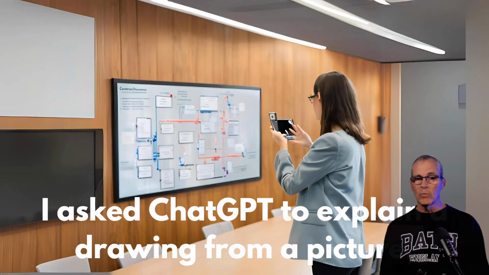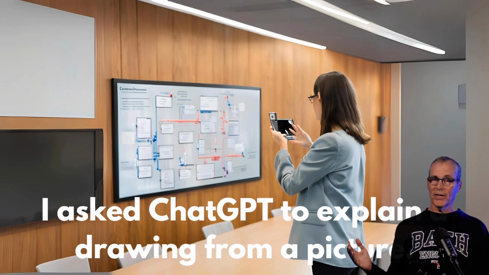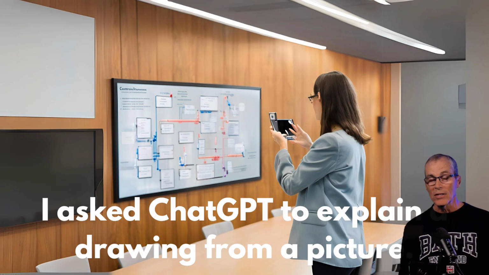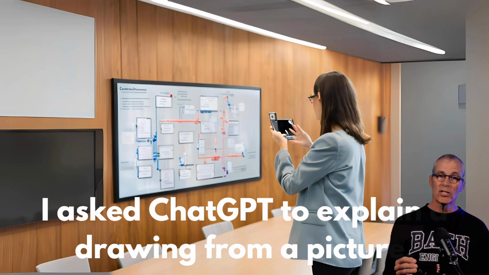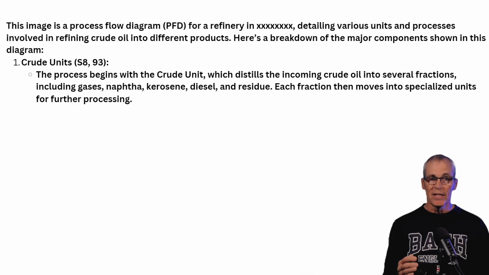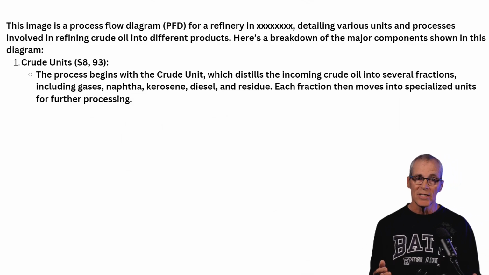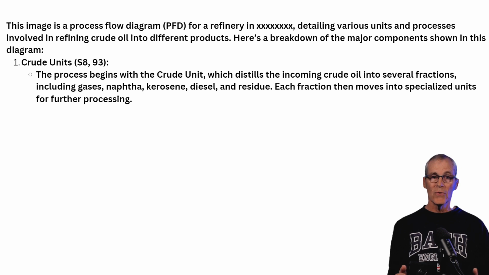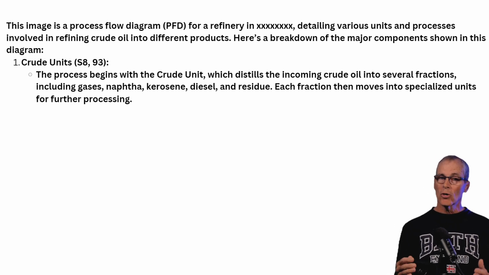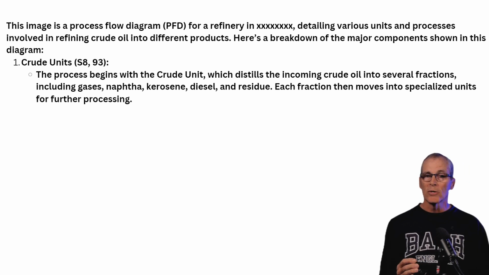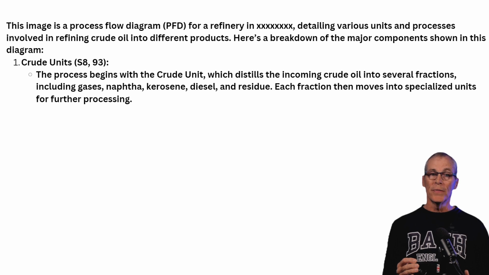The first thing I did was I took a picture of a process flow diagram on the wall in a conference room, and I asked ChatGPT to explain it. ChatGPT said that it's an image of a process flow diagram for a refinery, and it knew exactly where it was, and it was detailing various units and processes involved in refining crude oil into different products. Here's a breakdown of the major components shown in this diagram.